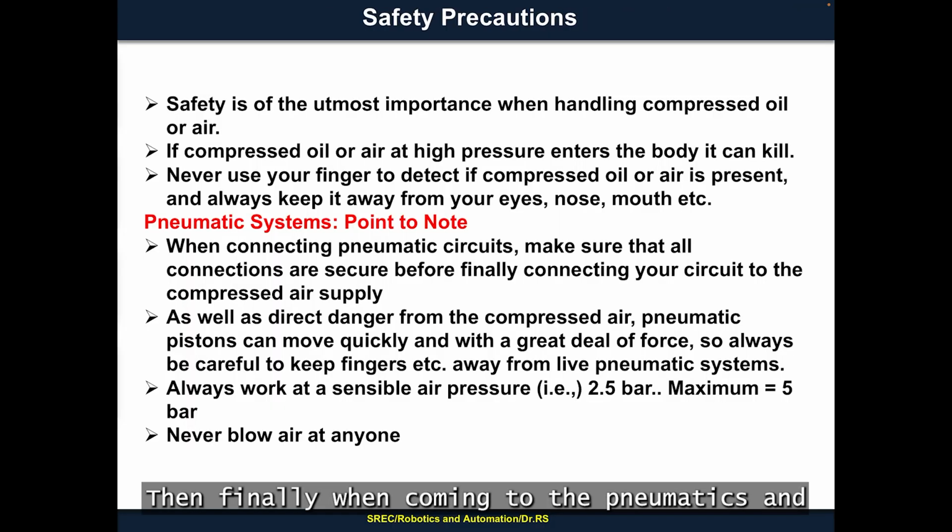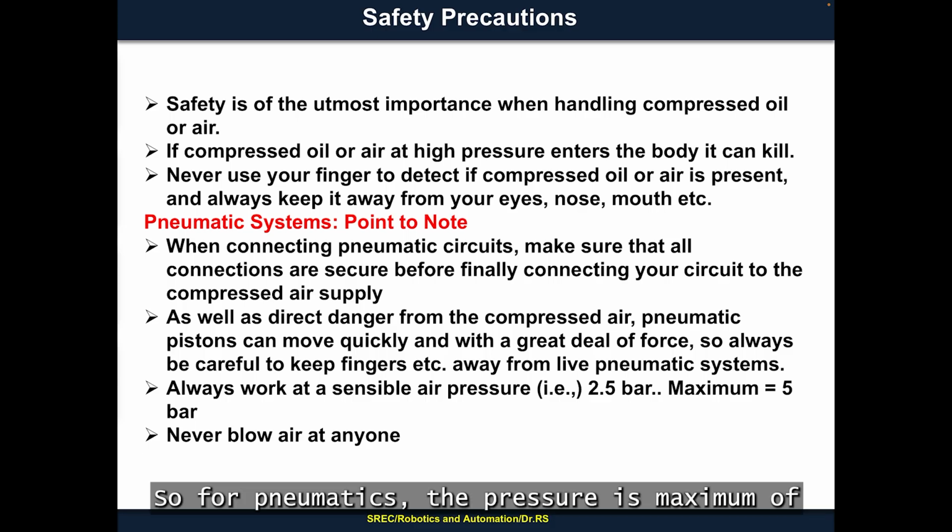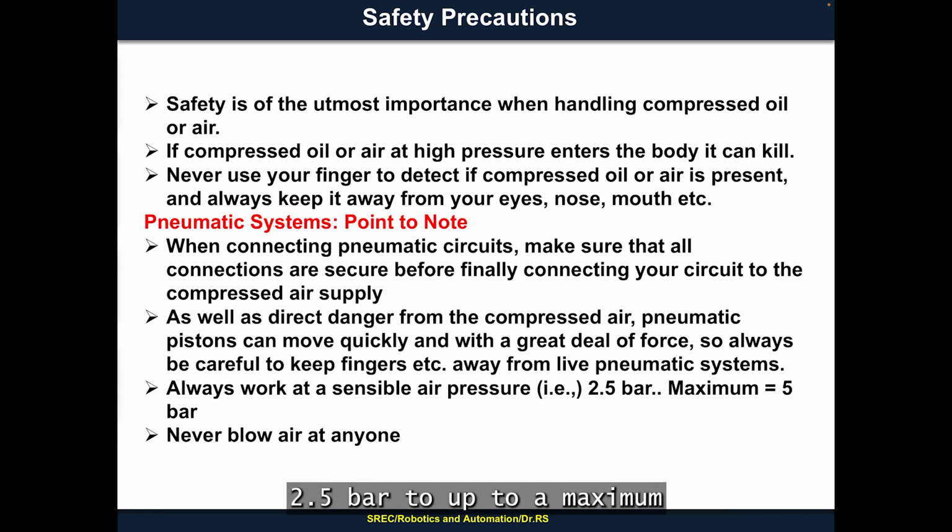Then finally, when coming to pneumatic and hydraulic components and their applications, safety precautions are highly essential. For pneumatics, the maximum pressure is 10 bar, but the safe operating pressure of 2.5 bar up to a maximum of 5 bar is more than enough. Since all the components operate with a minimum pressure of 3 bar, and there is no requirement for a maximum of 10 bar, we can operate with a pressure of 5 bar for pneumatics.